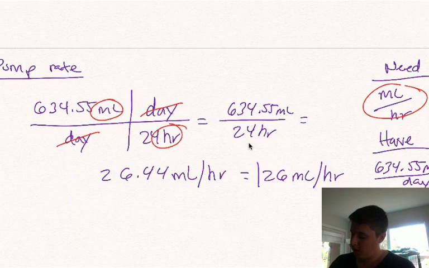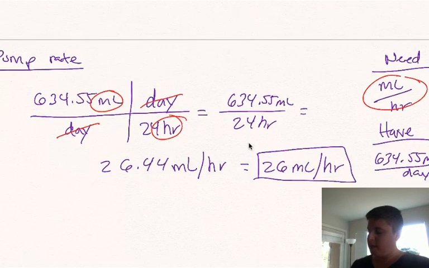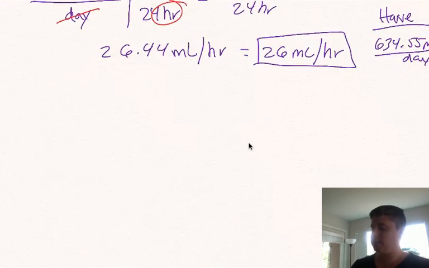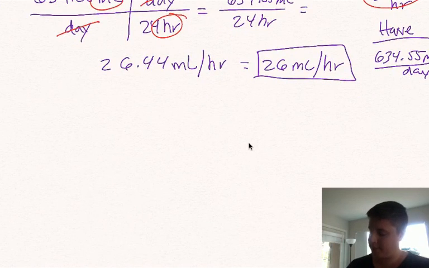So now this is my pump rate. Got my answer for my pump rate. Excellent. Now, oh my God, the pump is broken. There was an earthquake. Something happened, and now we need to get a drip rate.